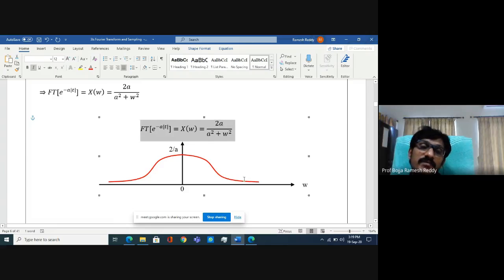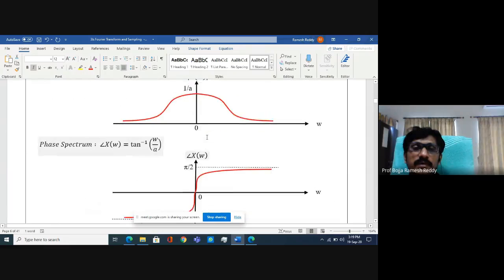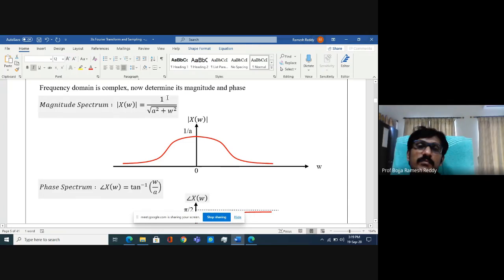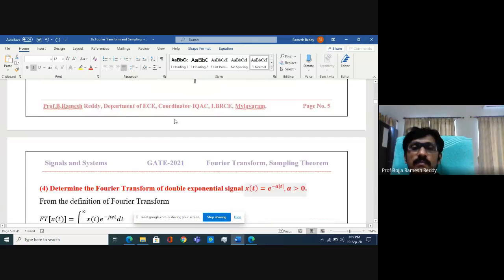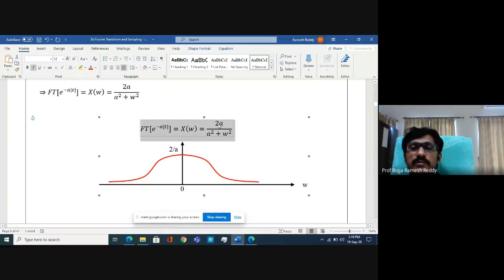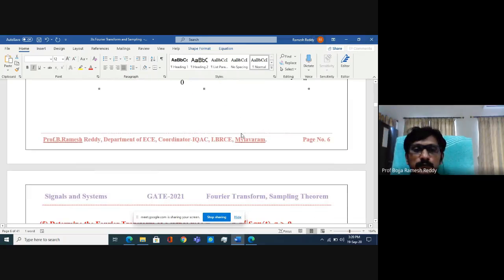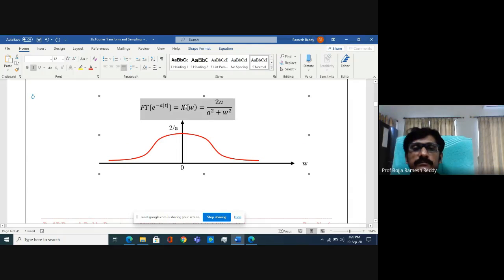The magnitude spectrum is again even, but not exactly the same. The previous function was 1 by root of a square plus omega square. The magnitude spectrum is different, but the shape is similar. Now there is no root, and in the numerator it is 2a: 2a by a square plus omega square. This function is purely real, not complex. Therefore, no need to go for magnitude spectrum and phase. This is only the magnitude spectrum, the original frequency domain. Frequency domain and magnitude are both the same in the case of the double exponential signal. That's all. No need to go for phase because this is real.